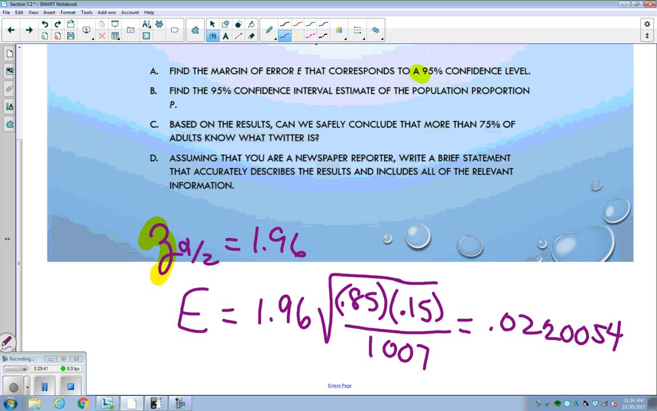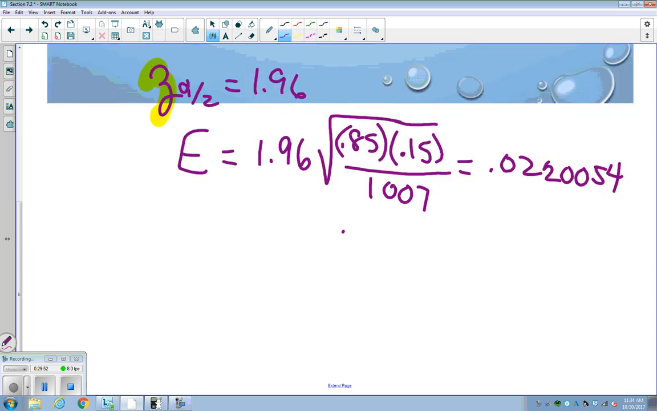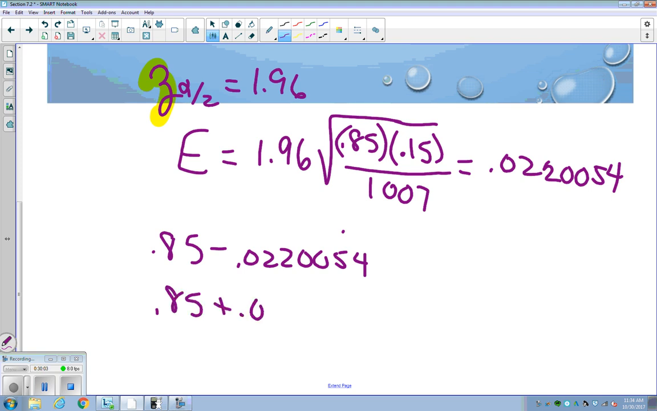So now I need to find B, the 95% confidence interval estimate of the population proportion. What am I going to do? I'm going to take 0.85 and subtract 0.022054, and I'm going to take 0.85 and add 0.022054.